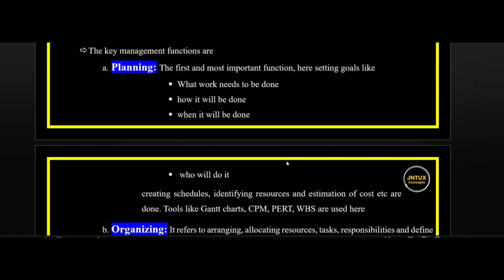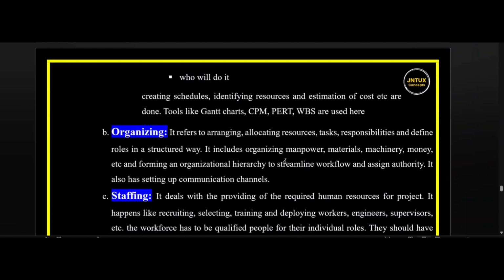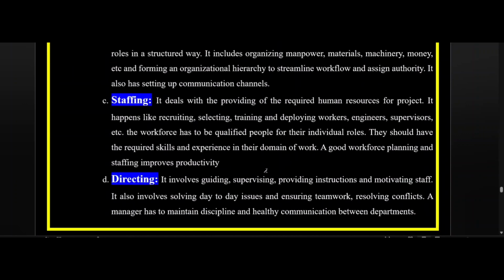Creating schedules, identifying resources, and estimation of cost, etc. are done. Tools like Gantt charts, CPM, PERT, WBS are used here. Organizing. It refers to arranging and allocating resources, tasks, responsibilities, and defining roles in a structured way. It includes organizing manpower, materials, machinery, money, etc., and forming an organizational hierarchy to streamline workflow and assign authority. It is also used to set up the communication channels between the team.